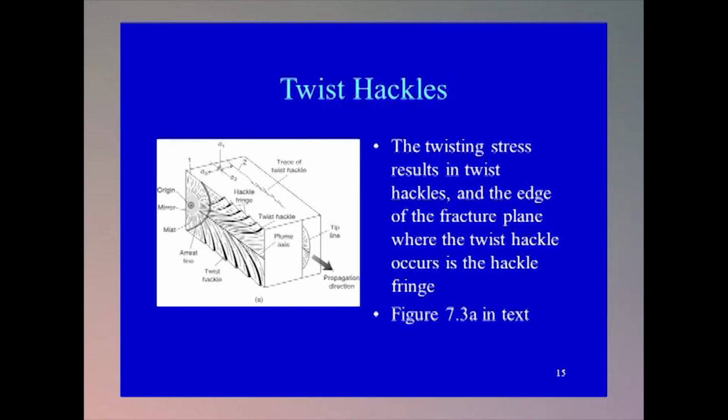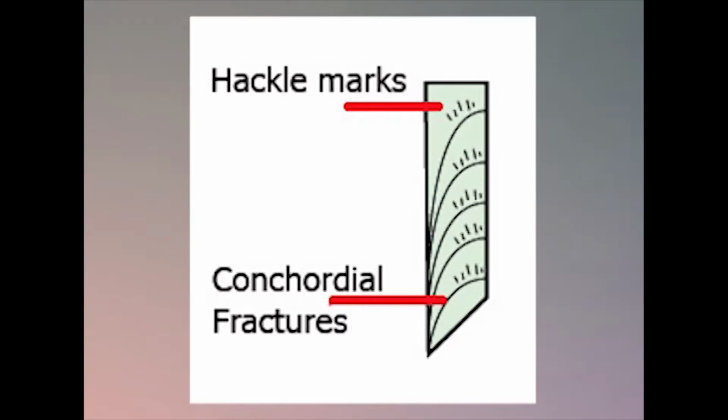There are two types of hackle marks. Twist hackle appears at the region where the tensile stress twisted from the crack surface. Twist hackle can be generated by the primary crack as it travels through the body, especially as it goes round the corners, or geometric irregularities, or if the stress conditions change. While mist hackles appear around the origin. They are also called velocity hackles.